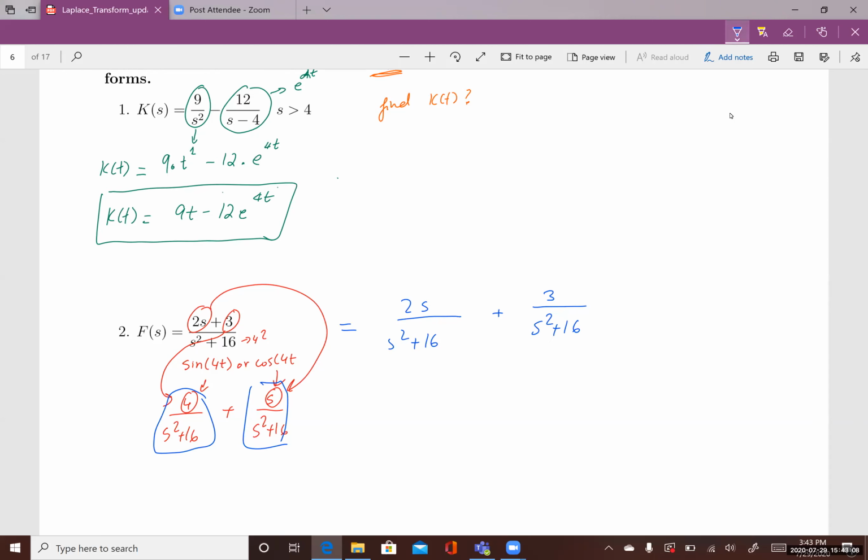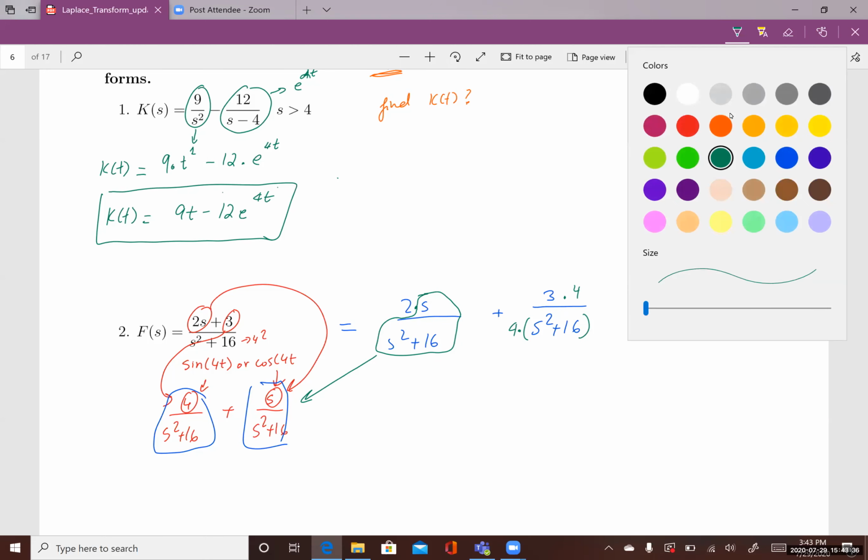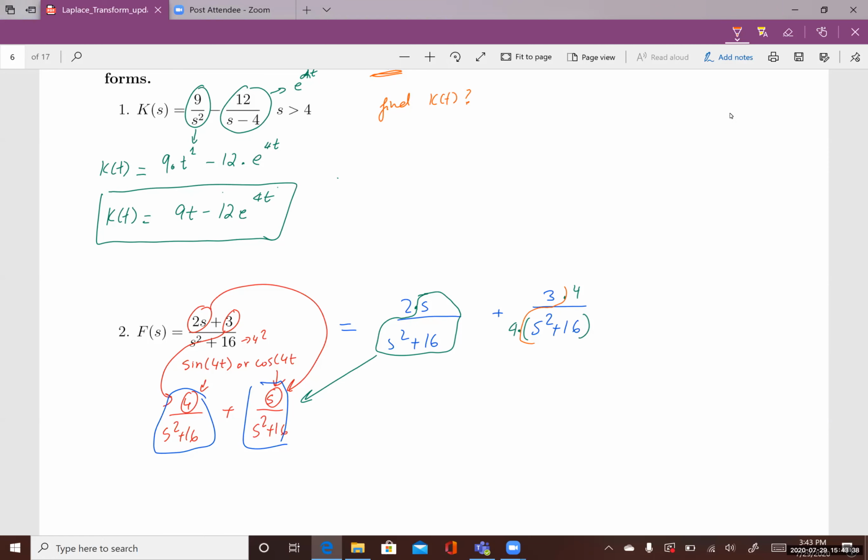Well, 2s is simple. In order to have s over s squared plus 16, I just move the 2 out here. So I extracted the correct form for cosine. How about the correct form for sine? I have 3, but I need a 4. That means I need to multiply by 4 at the top and the bottom. So then I can extract the correct form for sine.